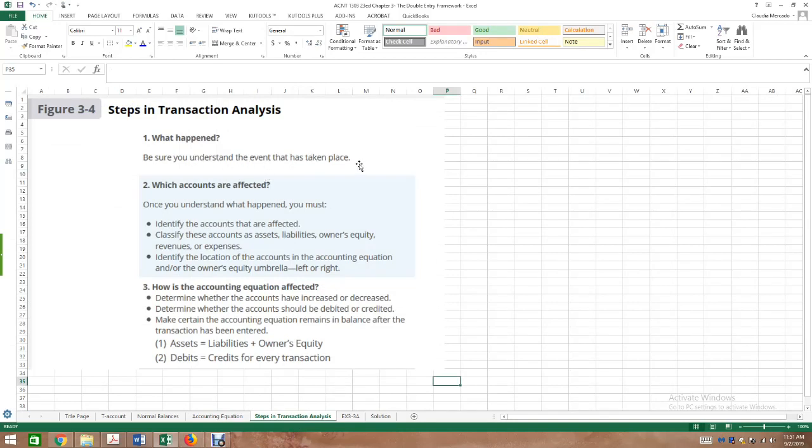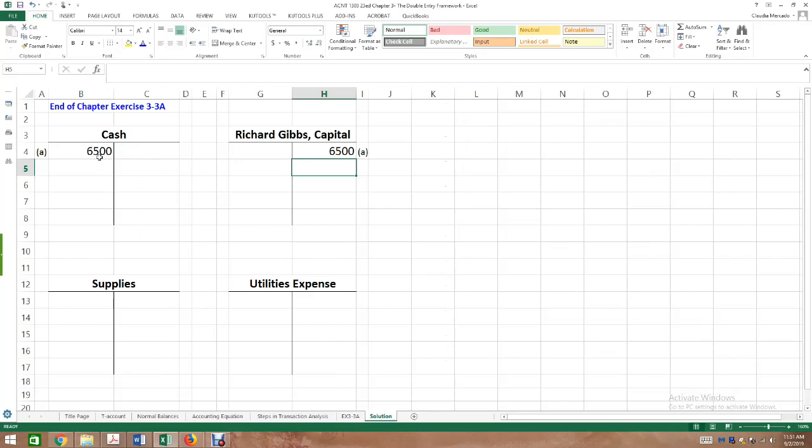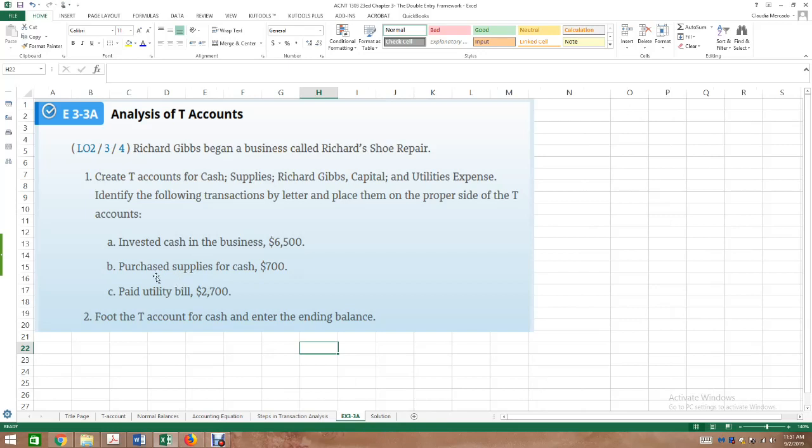So, the steps in a transaction analysis. You understand the event that took place and which accounts are affected. We already identified it was cash and capital. Now, is the accounting equation in balance? Do your debits equal your credits? I have a debit here of $6,500. I have a credit here of $6,500. Yes, I'm in balance. So I can move forward to my next transaction.